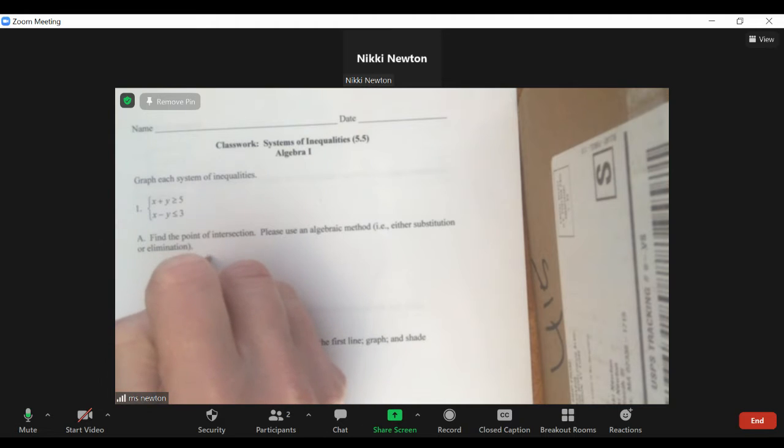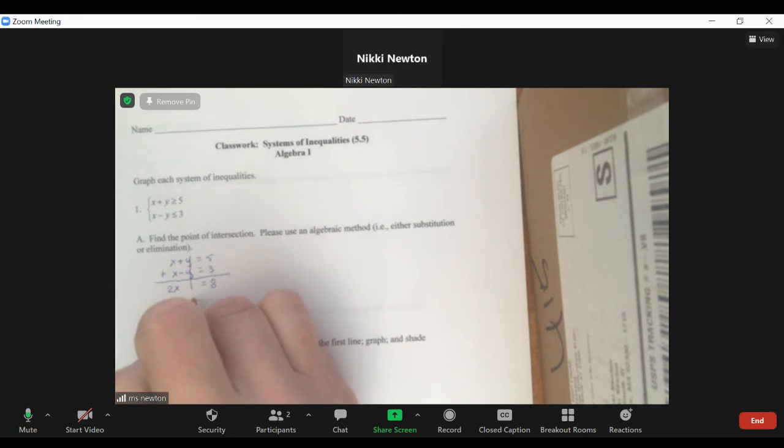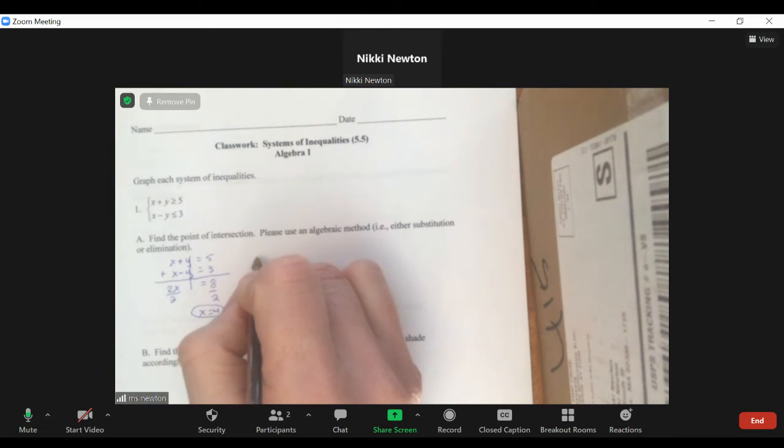So if I copy these systems and treat them like equations with equal signs, I'm going to solve using elimination, although you could use substitution. If I add these together, x plus x is 2x, y plus negative y is 0, that's eliminated, and 5 plus 3 is 8. So it actually turns out to be pretty simple. Now I'm going to divide by 2, and x equals 4. Again, I'm finding my point of intersection. And then I'm going to plug it in.